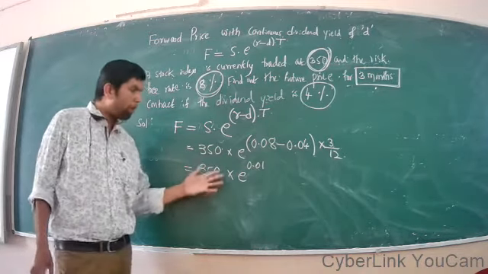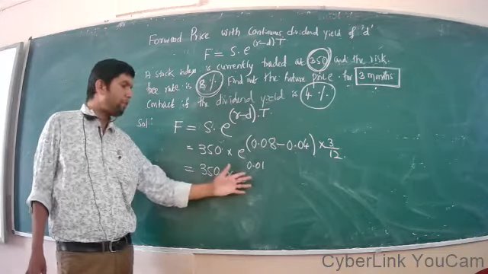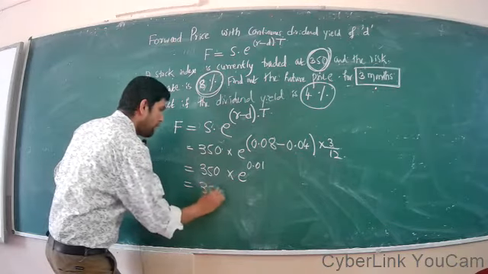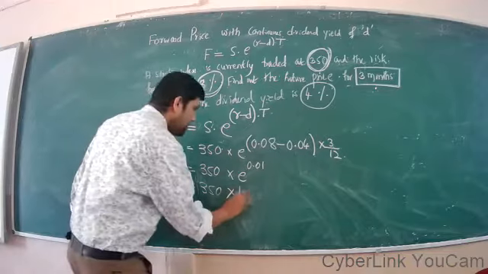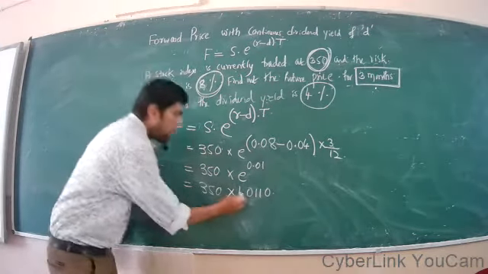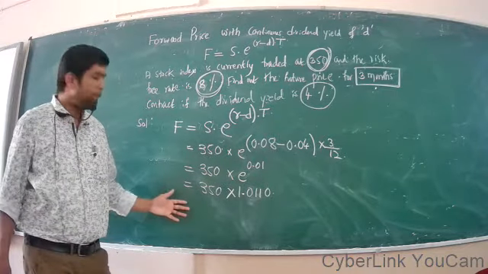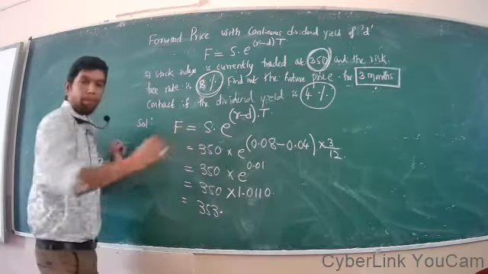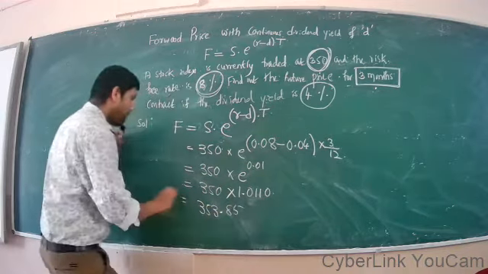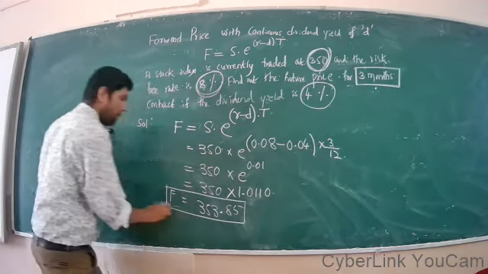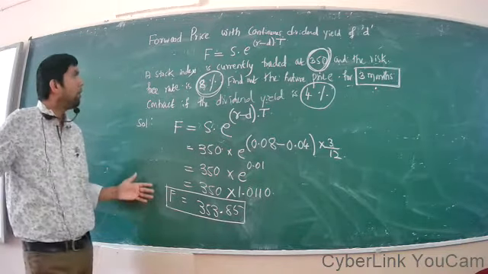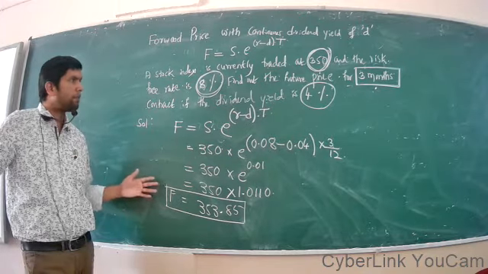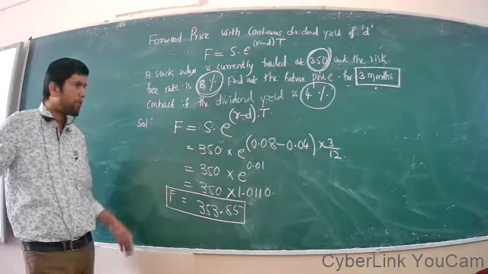From the table or from the scientific calculator, you can get the value of e raised to 0.01, and that is equal to 350 into 1.0110. Multiplying 1.0110 by 350 gives the final answer as 353.85. So this is the value of F, the forward price of a stock index currently traded at 350, with risk-free rate of 8% and a continuous dividend yield of 4% for a 3 months contract.